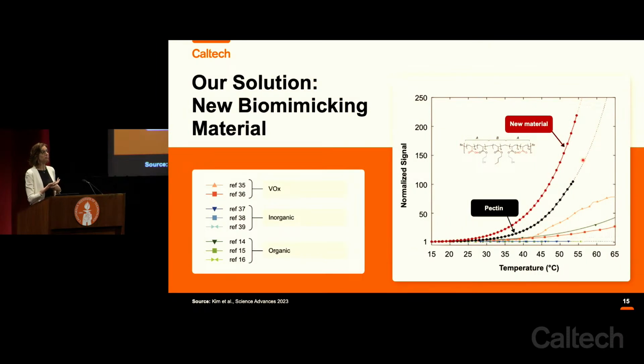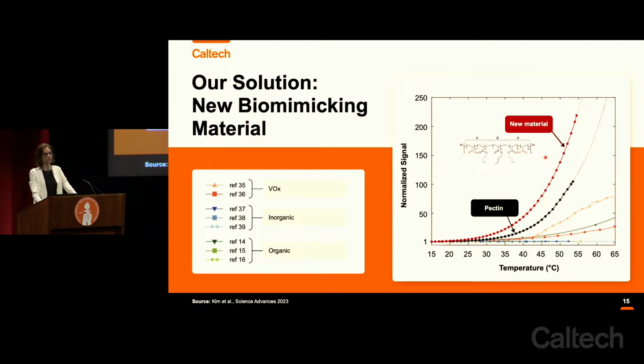So we created a biomimicking solution, a new material shown in red, which is a synthetic polymer consisting of a block ABA. It's a block copolymer with an ABA architecture, which is very cost-effective, can be produced in large batches, and has a giant temperature response and great accuracy that, in fact, even surpasses the one we had measured in pectin. You see the pectin in black, and red is the new material.